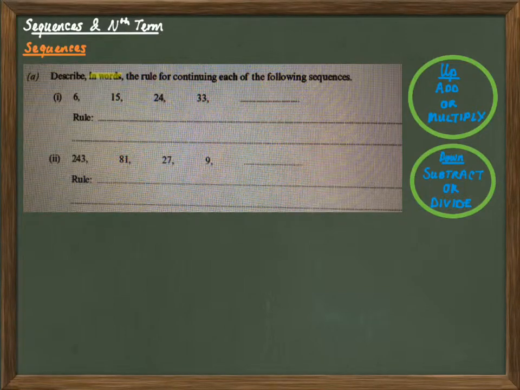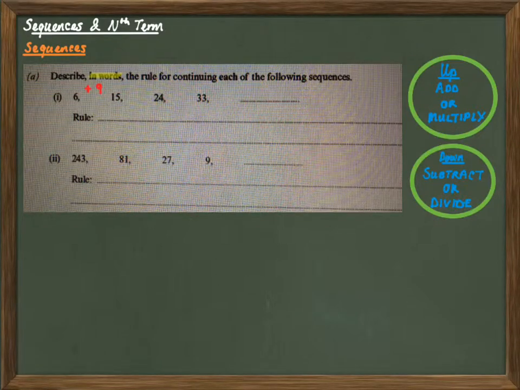Okay, so first one, nice easy one. If you look at the sequence, it's going up. So I'm either thinking I'm adding or I'm multiplying. Now I'm going to start with adding first, and I'm just going to do trial and error basically. Right, 6 to get to 15. Well, to get from 6 to 15, I have to add on 9. So I'm going to put add 9 there.